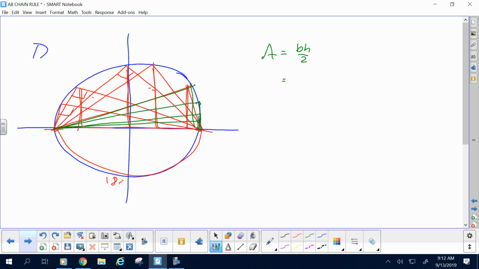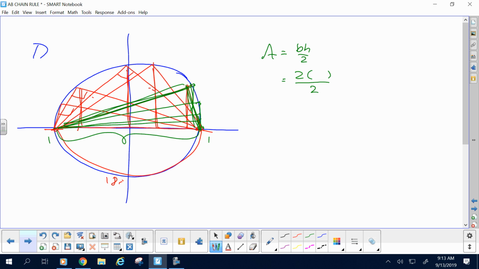Base times height divided by 2. Don't use the right angle here for the base and height. Instead, use this base. What's the base? The base is always 2x, yes, but if it's the unit circle, then what's the radius of the unit circle? The radius is 1, so the diameter is 2. The base of all those triangles is 2.